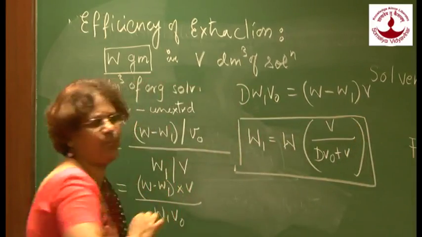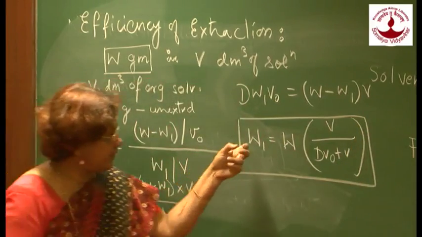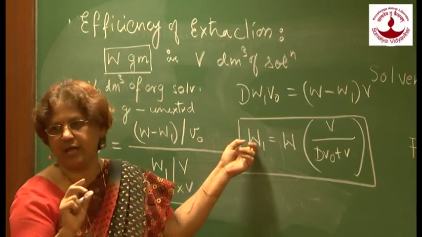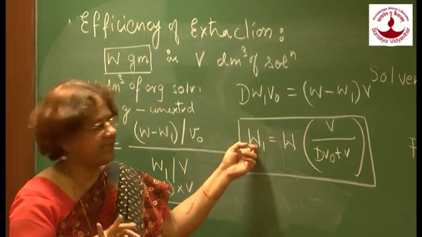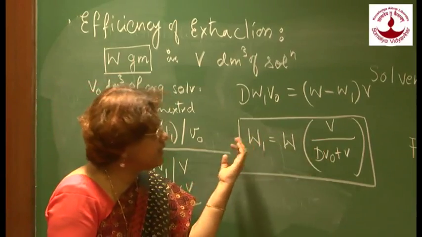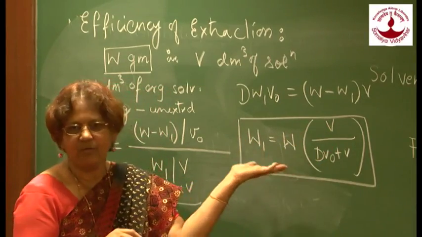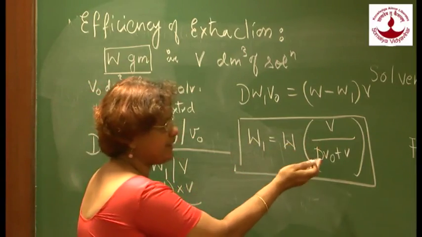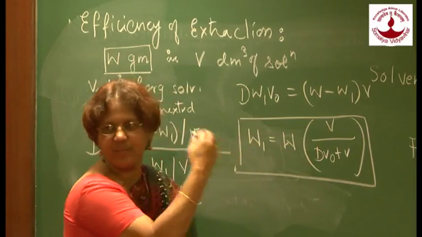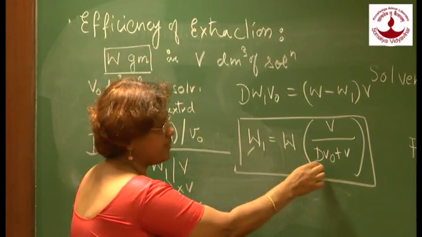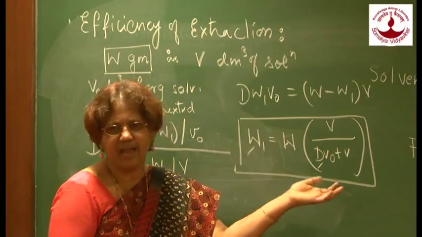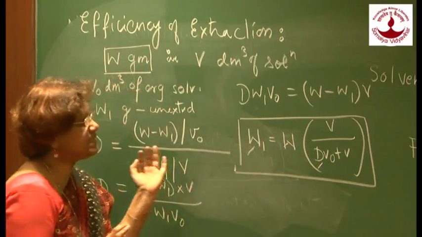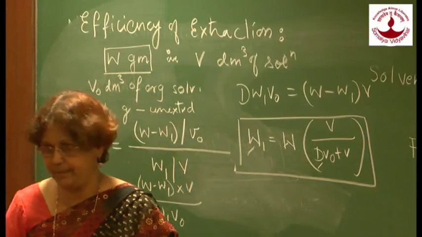This is one of the very important formulas for finding out how much weight of the solute has remained unextracted, provided you have a lot of numericals to solve using this particular formula. Sometimes you may be asked to find out W1, sometimes you may be asked to find out the D value. With all of this known, the remaining one will be unknown. Right? Now this is single extraction which has happened.